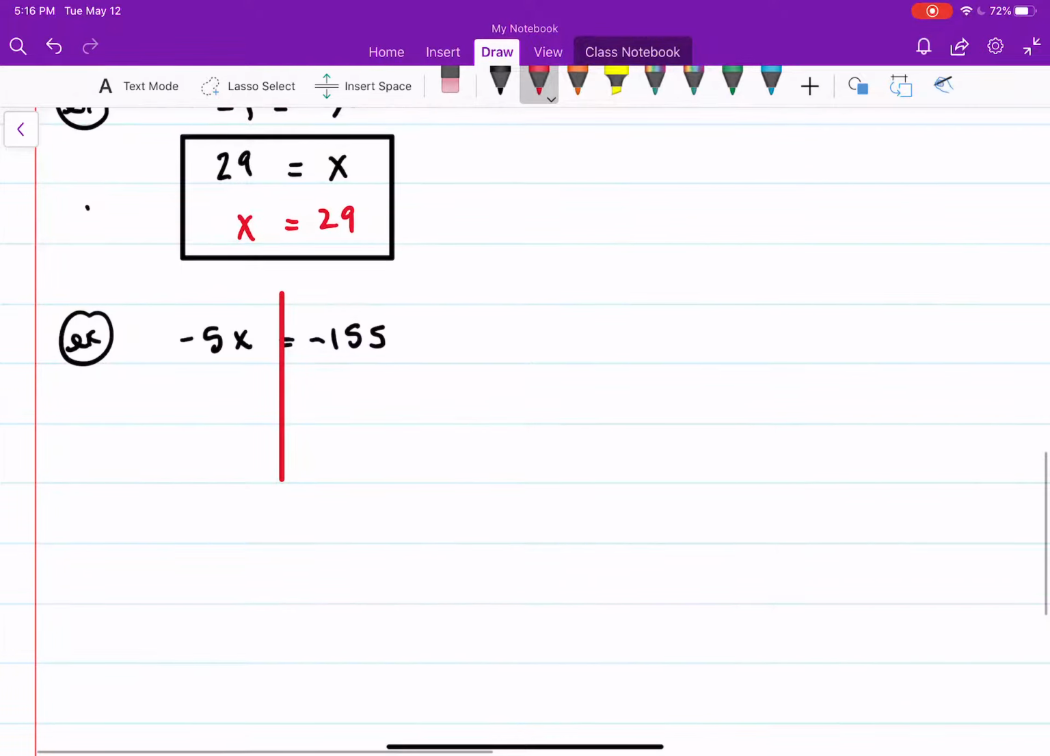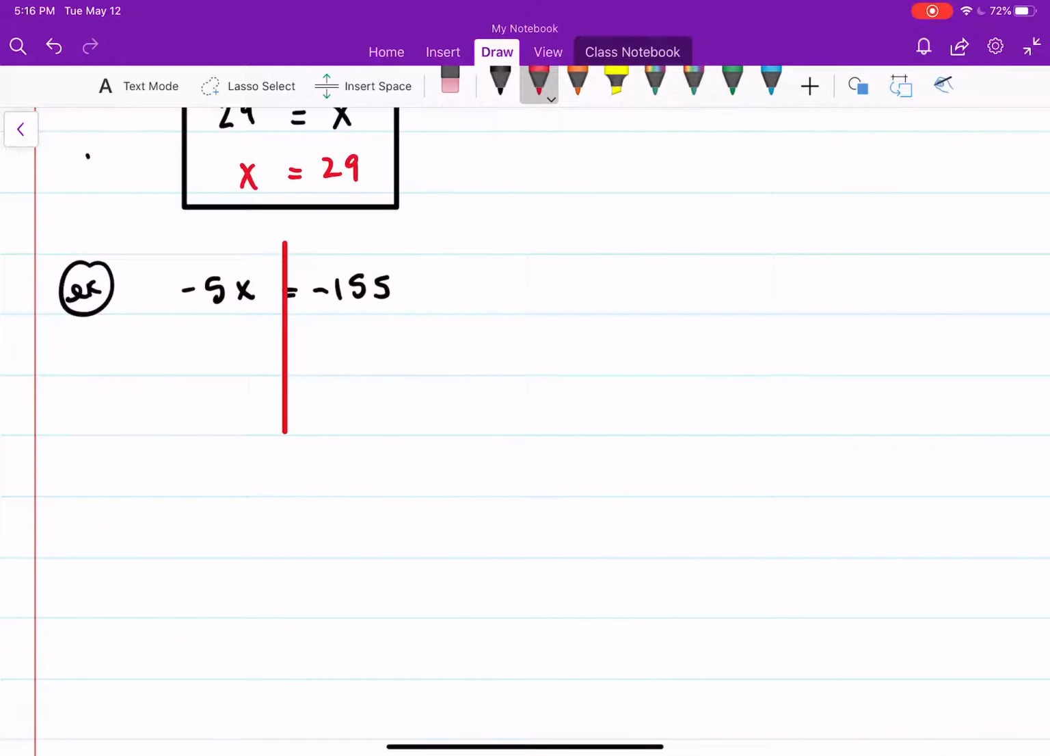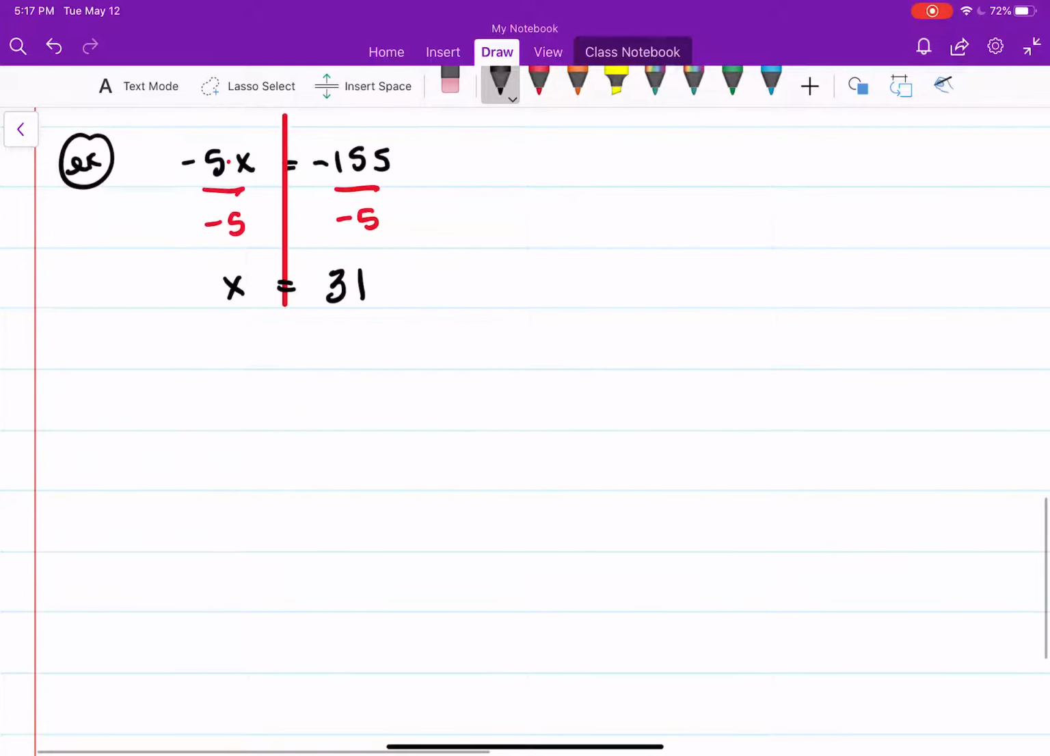So here, I want to get a positive 1x, so what I'm going to do is I see that between the 5 and the x is multiplication, so I would divide by negative 5. So whatever I do to the left, I got to do to the right. So on the left side, negative 5 divided by negative 5 is going to give you a positive 1x. And what is negative 155 divided by negative 5? 31. And it's going to be positive because it's the same sign. Okay? So let's try another example.